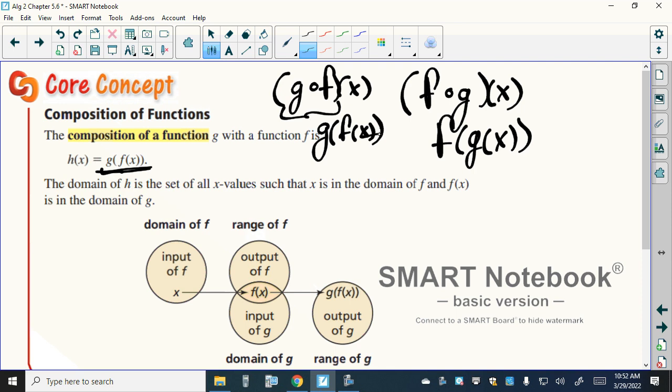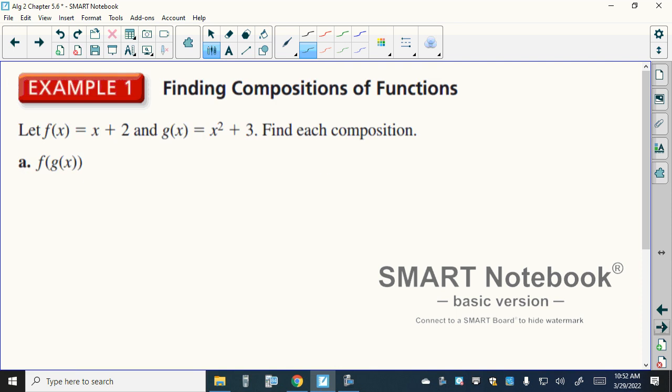And we work from the inside out. So we start with f of x, plug it in, and then go to g of x. And the same is true from g of x to f of x. And when we look at these functions here, so this one, f of g of x.